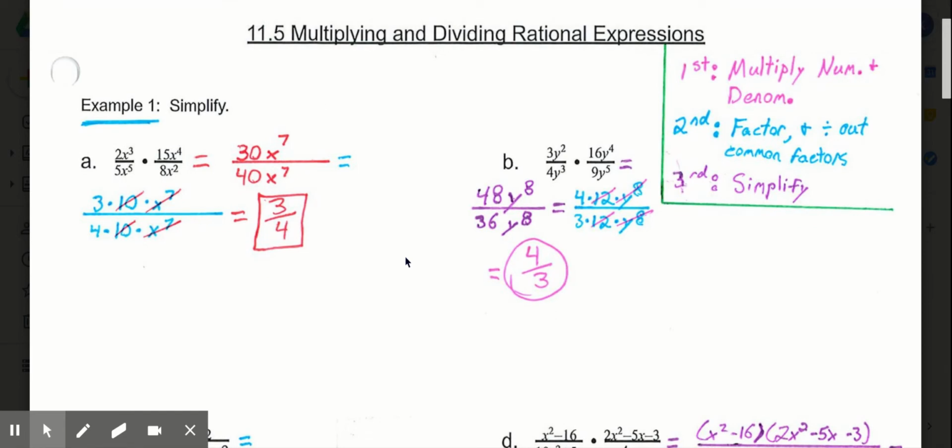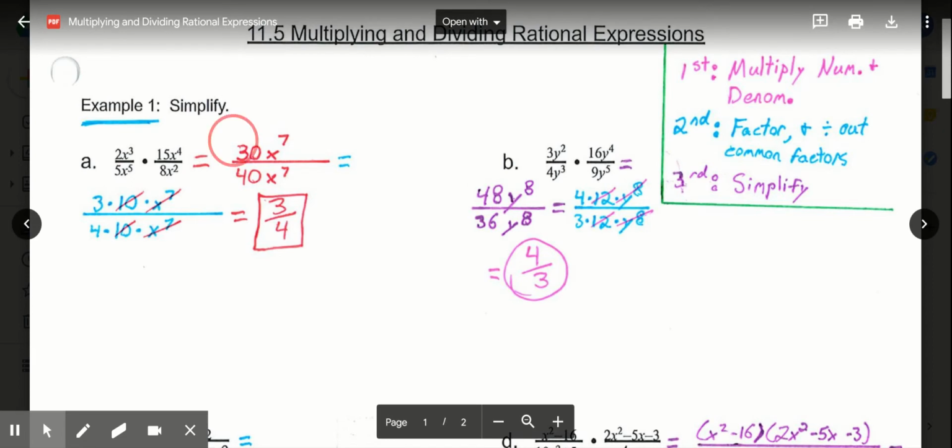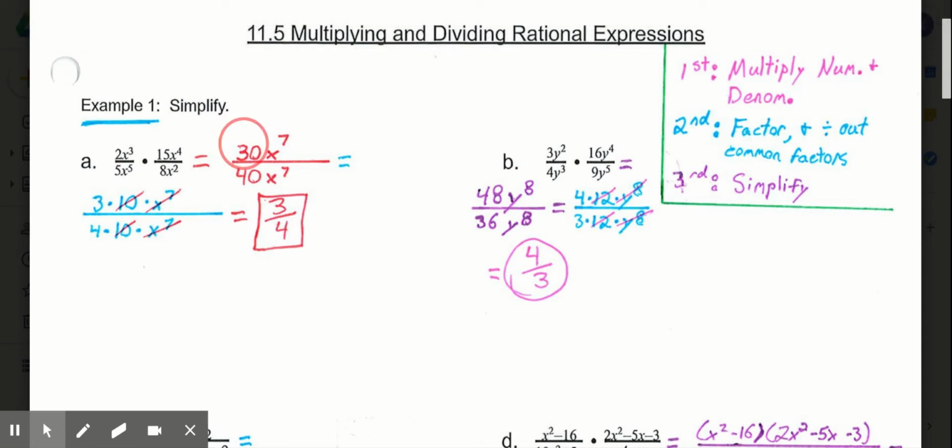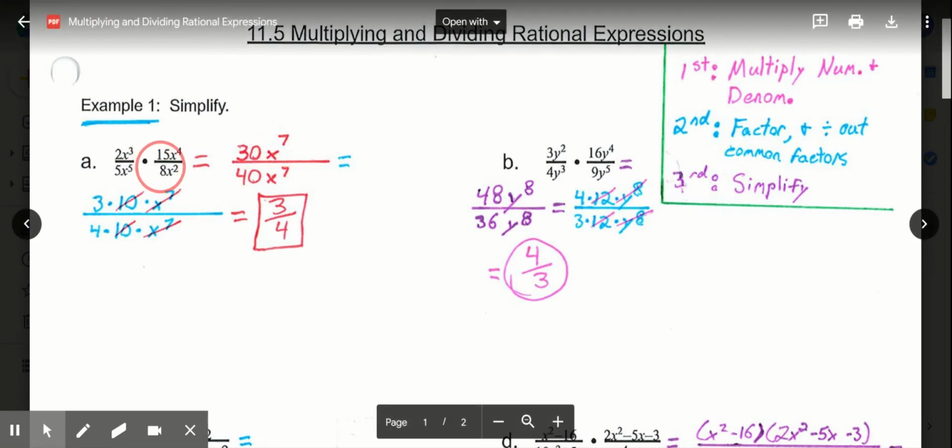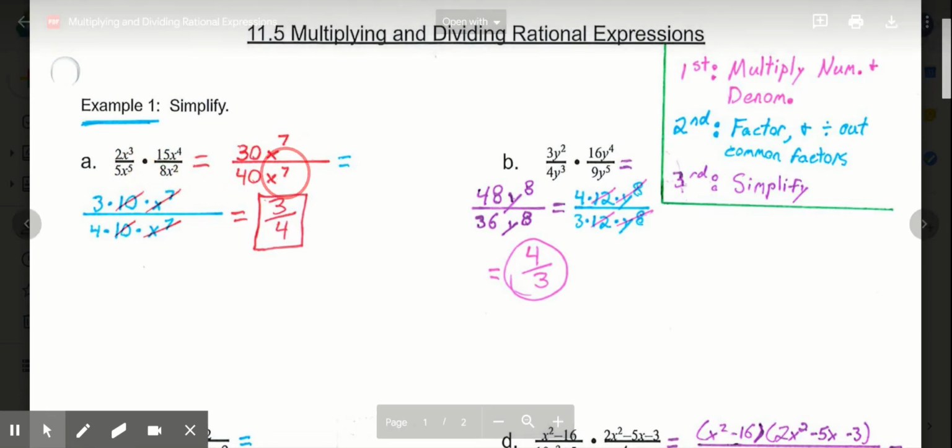So the first thing we need to do is multiply numerators and denominators. On top, 2x to the third times 15x to the fourth. 2 times 15 gives me 30. X to the third times x to the fourth is x to the seventh. On bottom, 5 times 8 is 40. X to the fifth times x squared is x to the seventh.